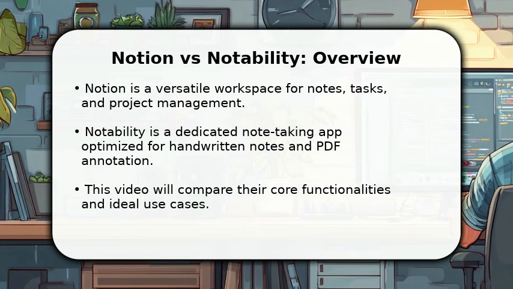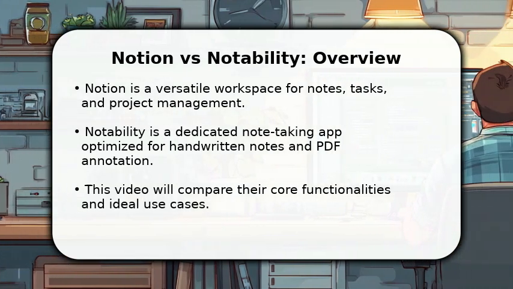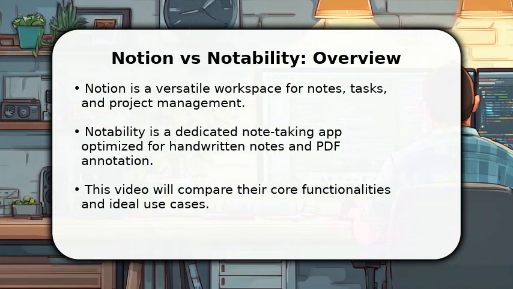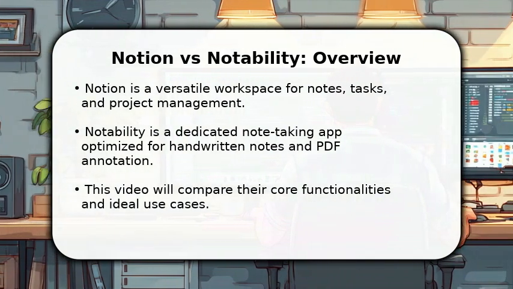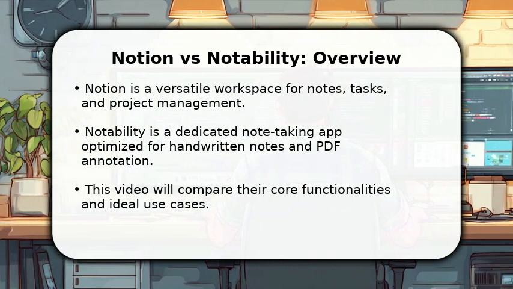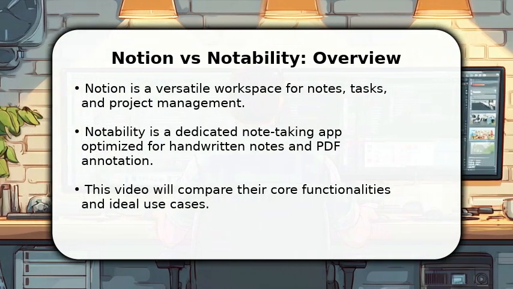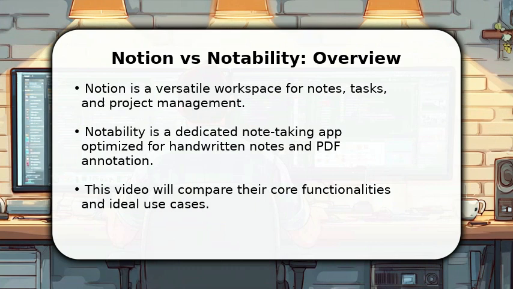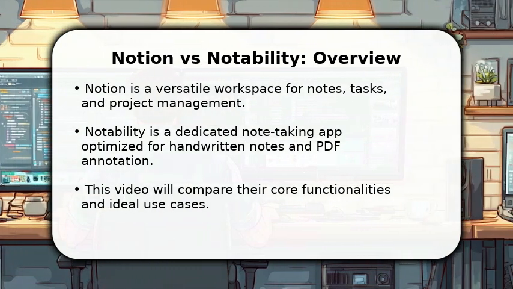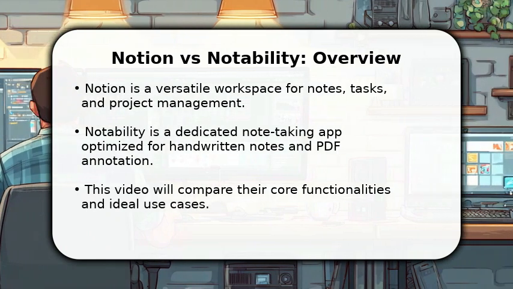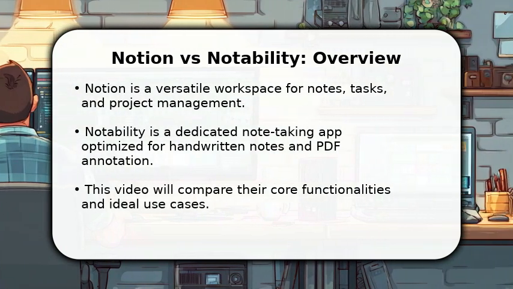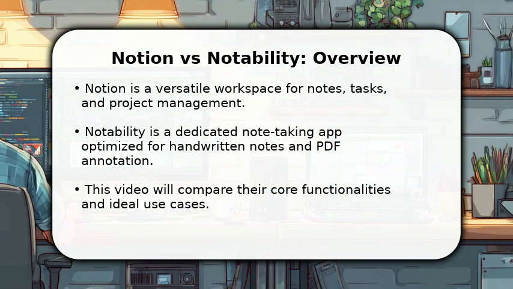In this video, I will compare Notion versus Notability. We'll explore their core functionalities, ideal use cases, and help you decide which application best suits your productivity needs. Notion is a versatile workspace for notes, tasks, and project management, while Notability is a dedicated note-taking app optimized for handwritten notes and PDF annotation. Let's dive into their unique strengths and weaknesses to guide your choice.